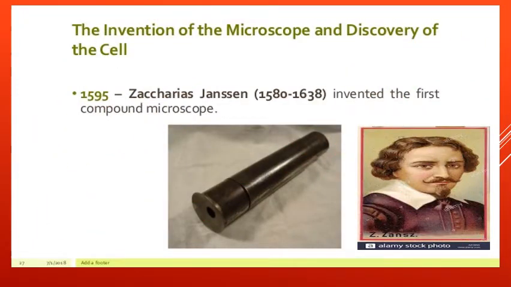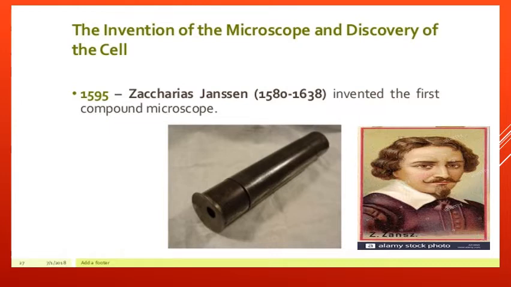Now see the photo of this scientist, Zacharias Janssen. From 1580 to 1638 was his lifetime, and he invented the first compound microscope. Zacharias Janssen was born between 1580 and 1588 and died in 1638. He was a famous Dutch inventor. Dutch inventor means he was born in the Netherlands.